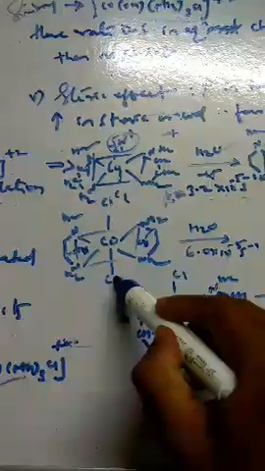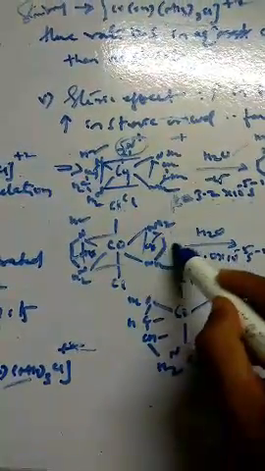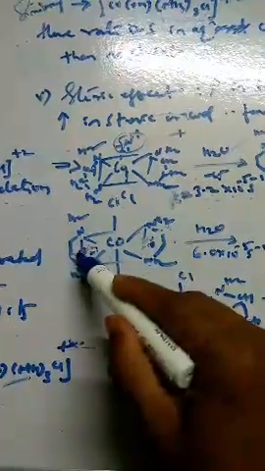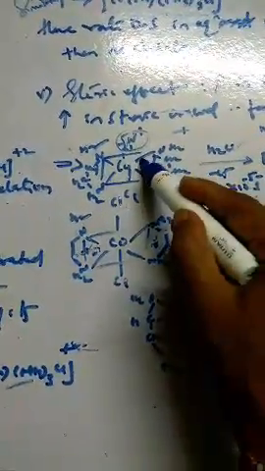Now I will do the same thing, increasing the steric hindrance here. Cobalt dichloro with NH2 CH2 CH2 NH2, and one of the hydrogens I will replace with a CH3 group. So I am making the steric hindrance more. Here also one of the hydrogens I will replace with a CH3 group. That means steric hindrance is increased compared to the previous one.